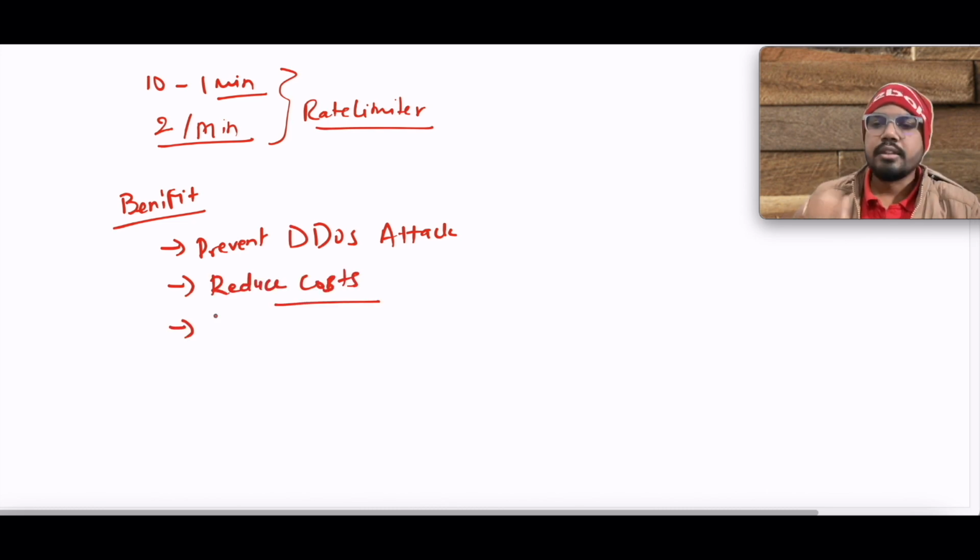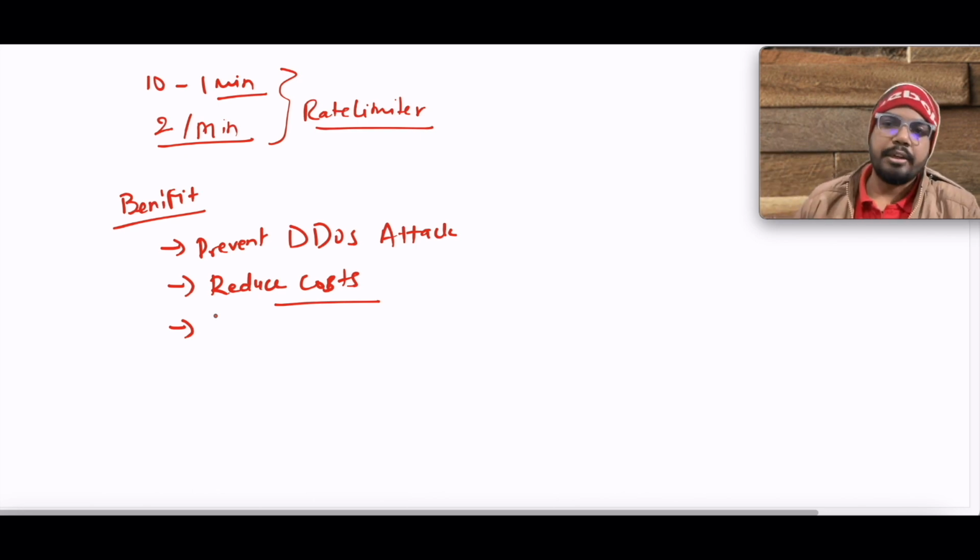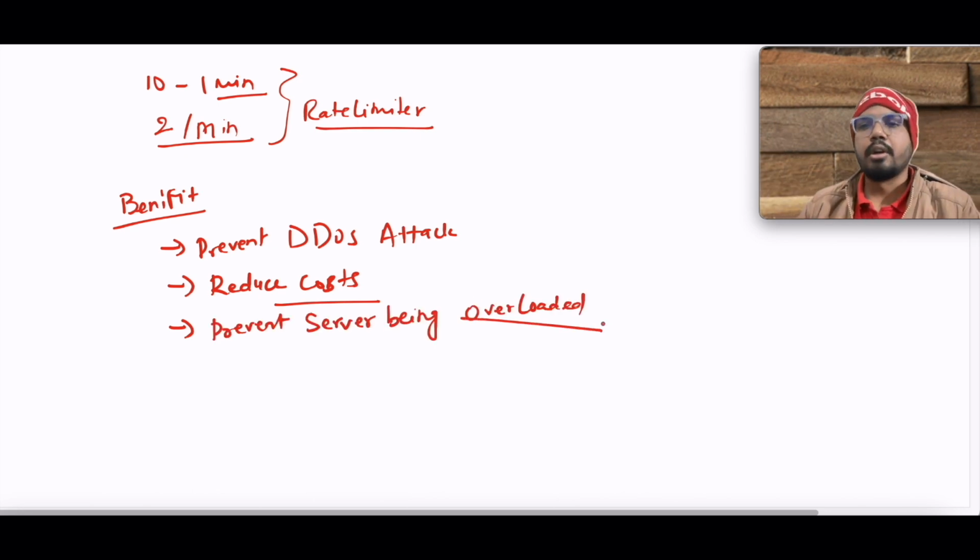The third benefit: the rate limiter prevents the server from being overloaded. It means that if you put the rate limiter in between client and server, you are putting limits on the API calls and the client will not cross those limits. If the limit is exceeded, the call will not go through to the server. It will be blocked at the rate limiter. So this is the third benefit, preventing the server from being overloaded. I hope you understand the benefits of the rate limiter.